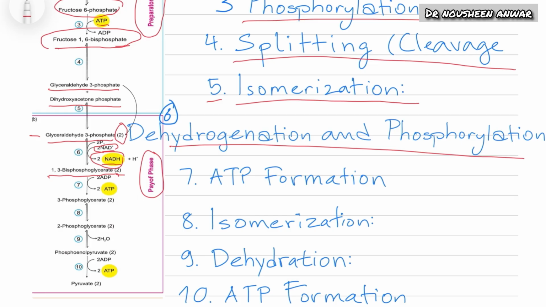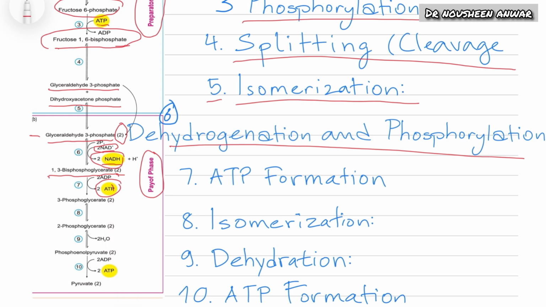Now the seventh step is that this 1,3 bisphosphoglycerate needs to remove the phosphate, and I will tell you the answer in the Krebs cycle. Now 1,3 bisphosphoglycerate, this is the actual time to make ATP. The phosphate is released and attached to the ADP, and it becomes ATP, and it will become 3 phosphoglycerate. From carbon number 1, the phosphate is removed and attached to the ADP, it becomes ATP.